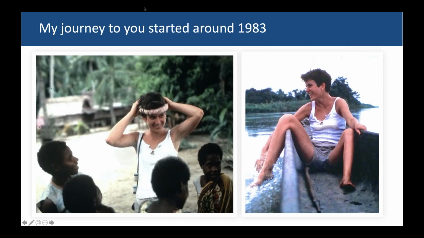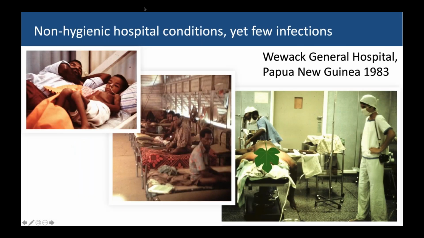So to get started, this is me back in medical school a couple decades ago. I decided to go on an adventure, so I went to Papua New Guinea for 4 months. You might know Papua New Guinea is around the equator. It was an amazing experience. I went to these different villages and set up clinics, traveled around in a dugout canoe. And the main hospital that I was based at was called the WEWAC General Hospital. And you can see the conditions are more rustic than we have in North America.